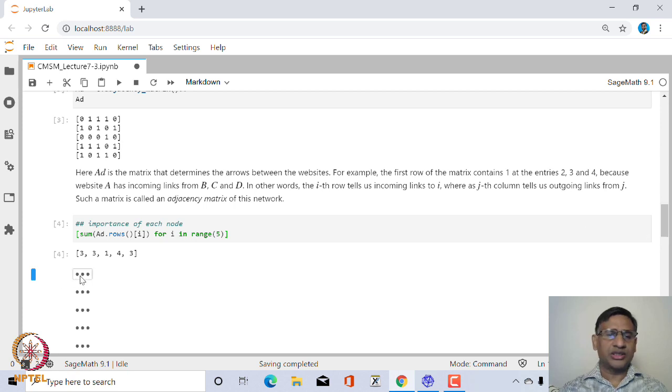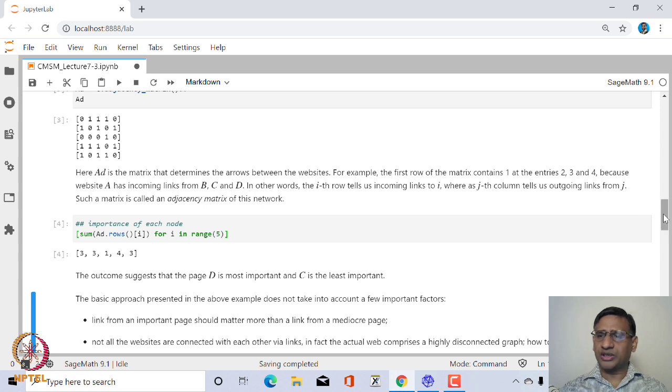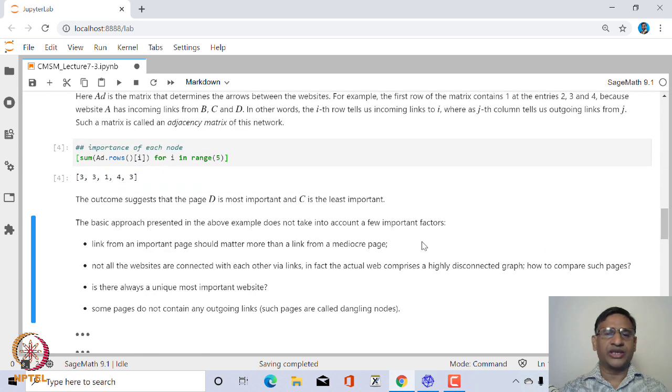Now in this case, if you just simply look at the number of incoming links, many things are not taken into account. For example, a link from an important web page should matter more than a link from a mediocre web page, and also not all websites are connected.